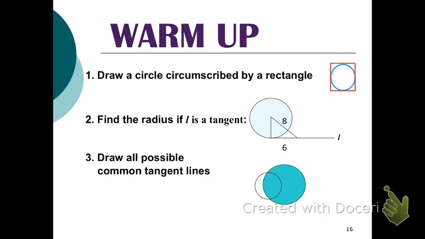Okay, so go ahead and reveal these. Hopefully, if you did a perfect circle, what kind of rectangle are you going to get? Square. A square. Very good.